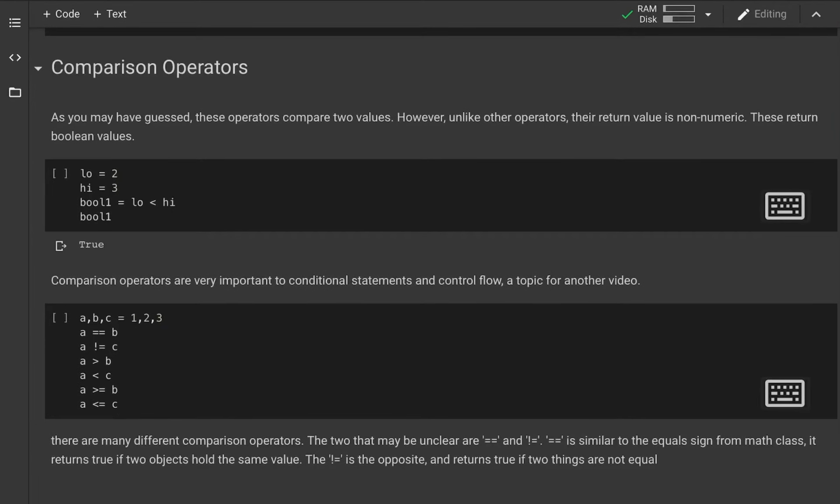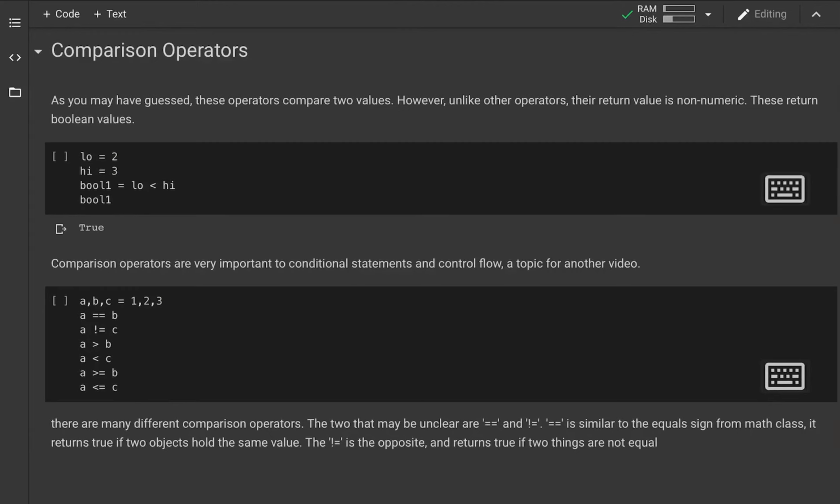Finally, here we have some comparison operators. As you may have guessed, these operators compare two values. However, they're not like arithmetic operators because these return a Boolean value, and as we discussed last video, Boolean values are just true or false. They're a binary. So here we have two numbers, low and high, and we have bool 1. And bool 1 is equal to whether or not low is less than high. Well, low is less than high, so it's going to return true. So when we print out the value of Boolean 1, we get true.